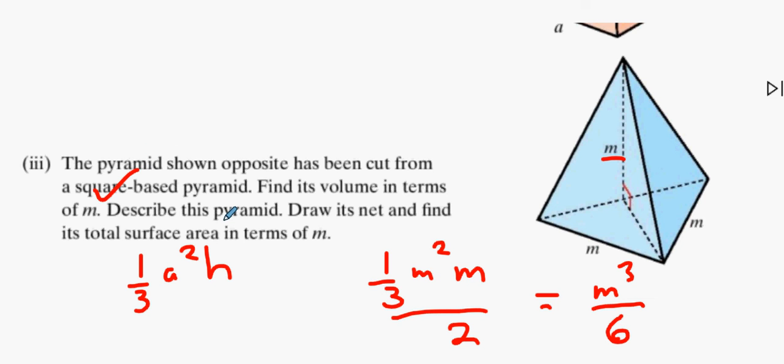Describe this pyramid. This pyramid is half a square base pyramid, and it's made up of how many triangles do you reckon it's made up of? Your base triangle, which we'll call A, your front triangle, which is B. Would everybody agree that B and C are exactly the same size? And then the triangle at the back, which is side D. Is that right? So 4 triangles it's made up of.